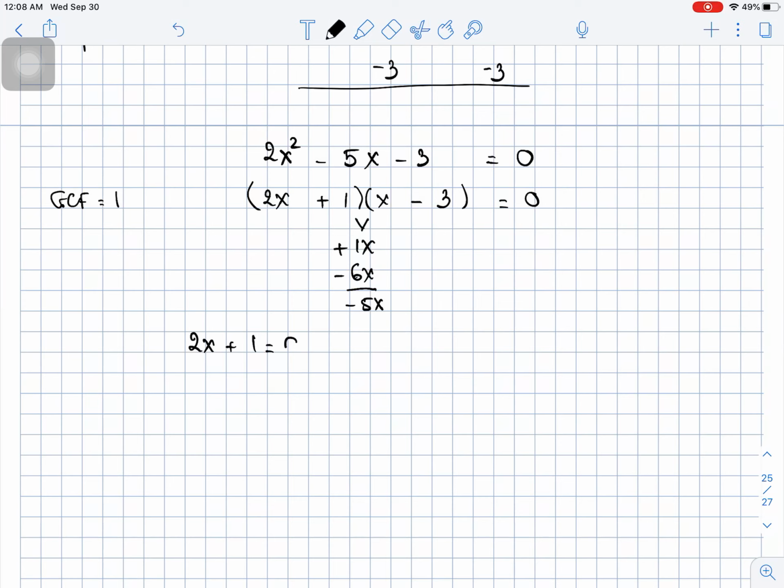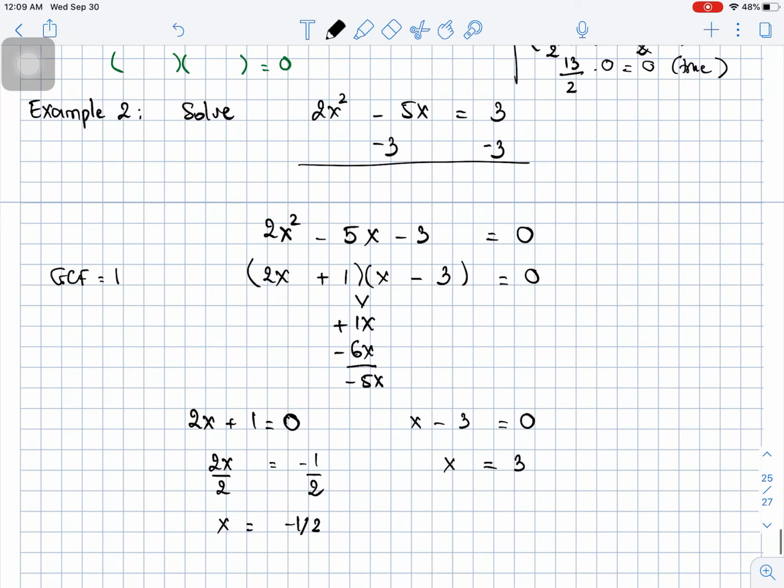We have the multiplication between these two parentheses. Copy the way as example number 1. We will set each parenthesis equal to 0 and solve for the x. We add 3 both sides. For the second one, we will minus 1 both sides and divide by 2.